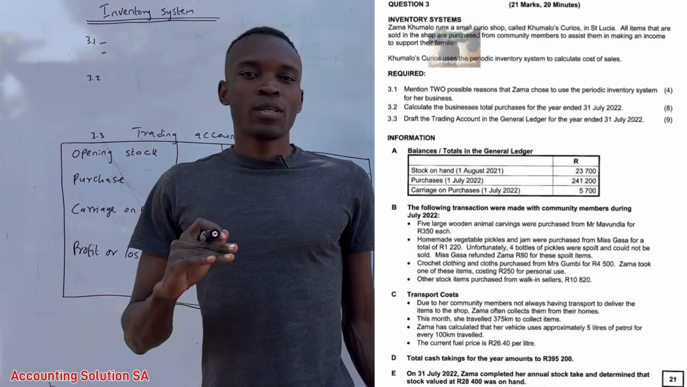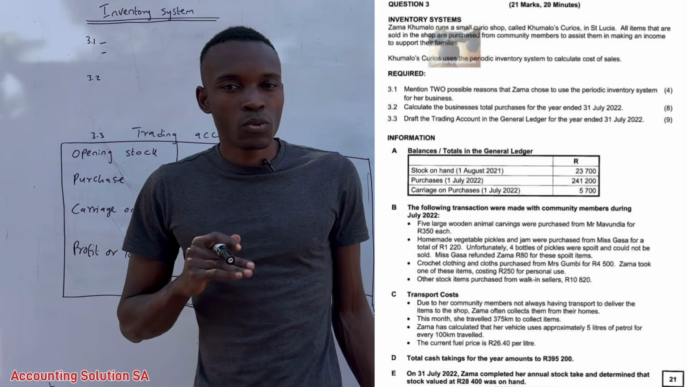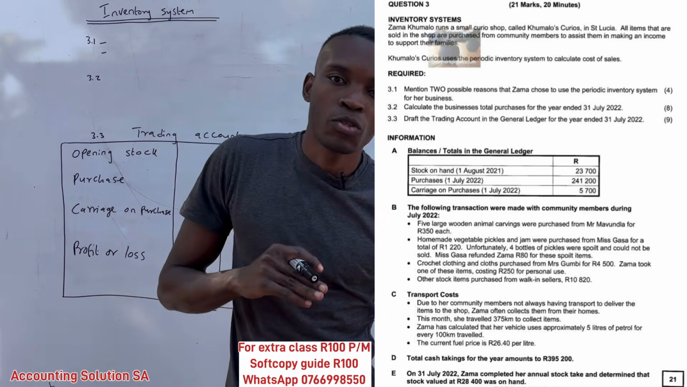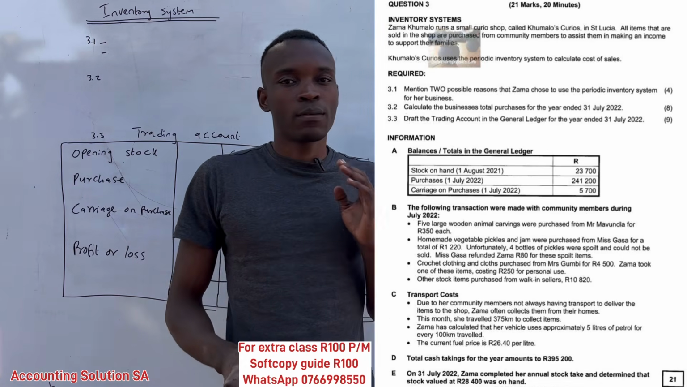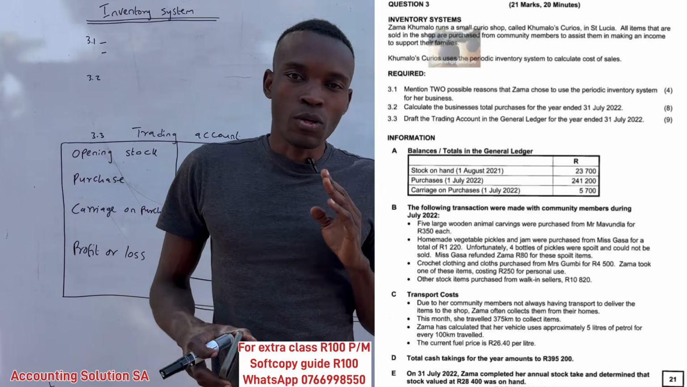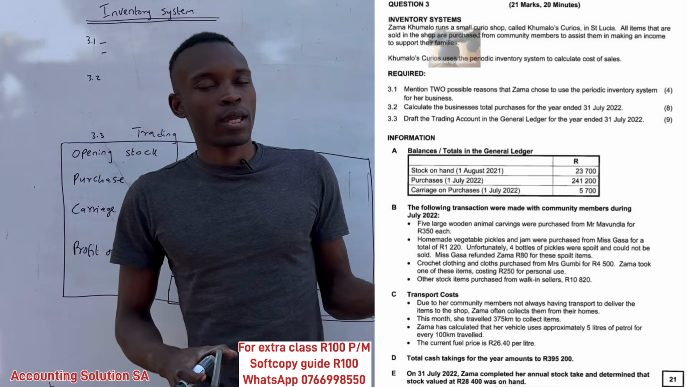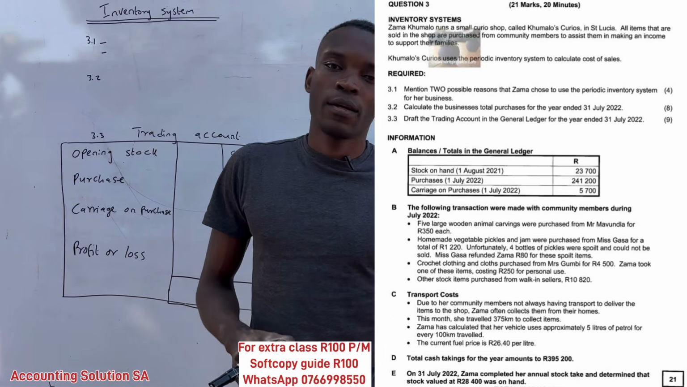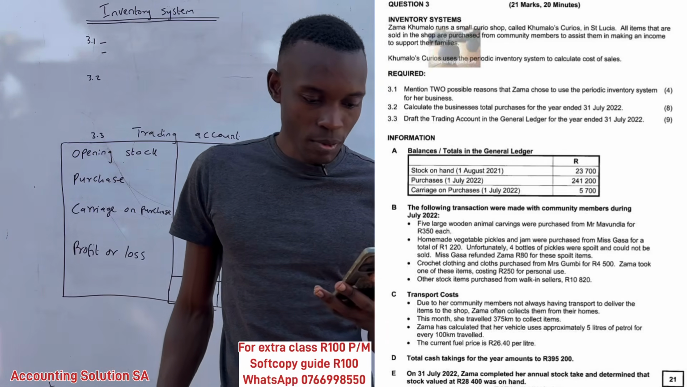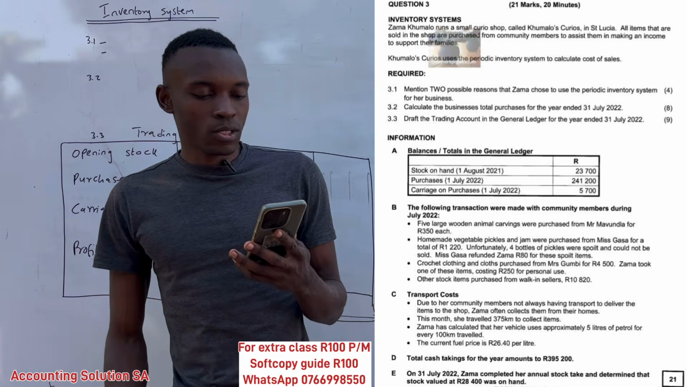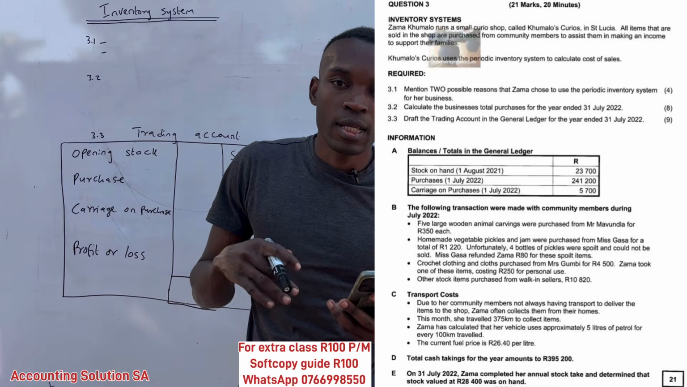Hi grade 11 students. In this video we are going to do inventory system. Inventory system, guys, is a term 3 topic which you are going to cover together with cash budget as well as cost accounting, which is known as manufacturing. The question paper that I have here is going to deal with inventory system.